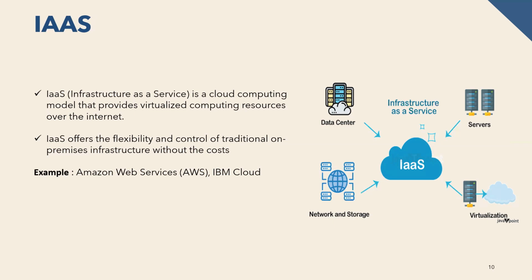During peak hours, they can increase resources, and during low demand, they can reduce resources and save cost. And when you go with IaaS, instead of investing in physical hardware in data centers, businesses rent infrastructure on a usage basis, which reduces capital expenditures. The best examples of IaaS are Amazon Web Services and IBM Cloud.